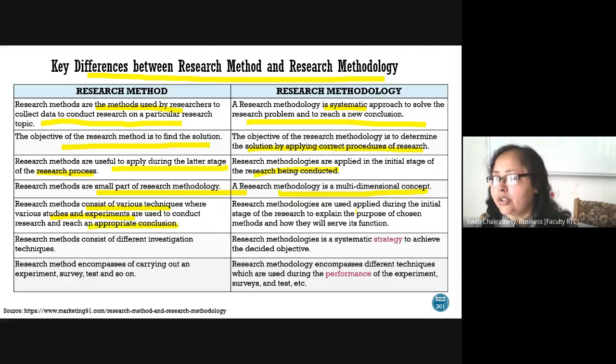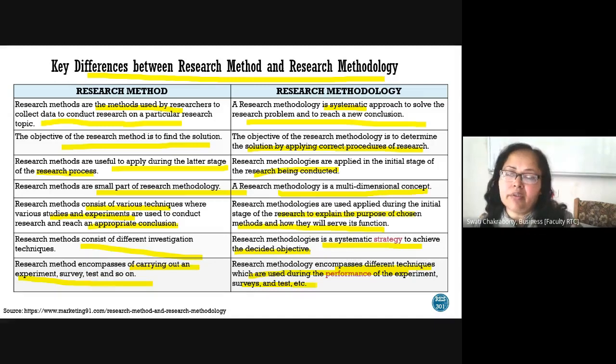Methodologies are usually used during the initial stage of research to explain the purpose for choosing these methods and how they will serve their function. Methods consist of different investigation techniques. Methodology is a systematic strategy to achieve the desired objective. Research methods include the process of carrying out an experiment, survey, test, and so on. Methodology includes different techniques which are used during the performance of the tests and surveys.